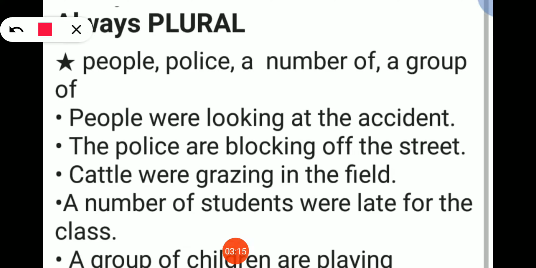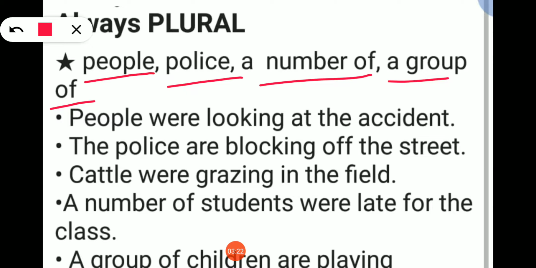What we have seen first: when we are getting people, police, a number of, a group of as subject, there we have to use the plural verb. Before this, you should be able to identify the subject and the verb, or at least the subject and the predicate part. Apart from the subject, all the remaining things in a sentence is called a predicate.